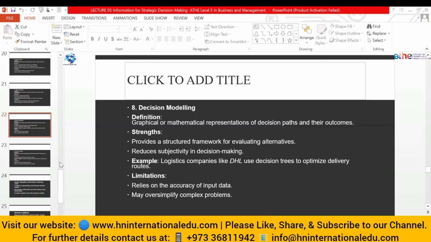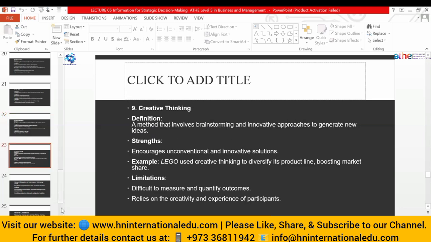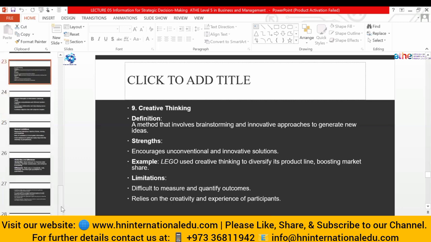Okay. Then we have number 9: creative thinking, or cognitive thinking, the one from your central part of the brain, being more innovative. Definition: a method that involves brainstorming and innovative approaches to generate new ideas. Brainstorming is whatever clicks in your mind for the very first time, and the question which comes to your mind, you just start writing it down. That is what brainstorming is.